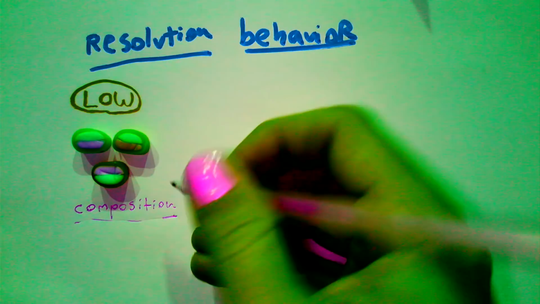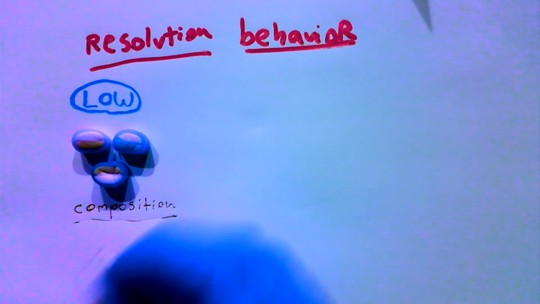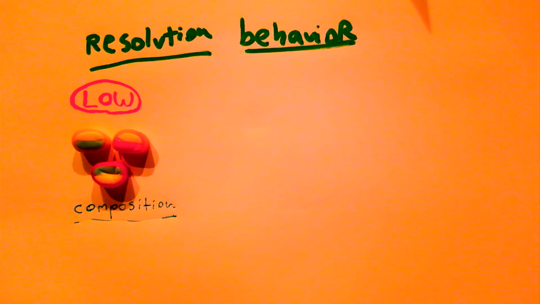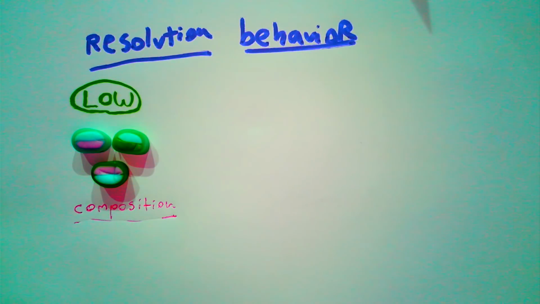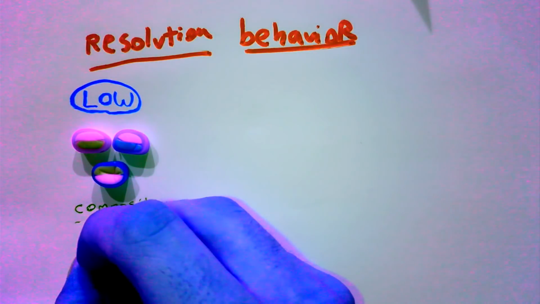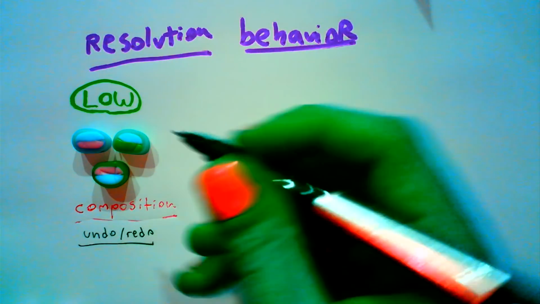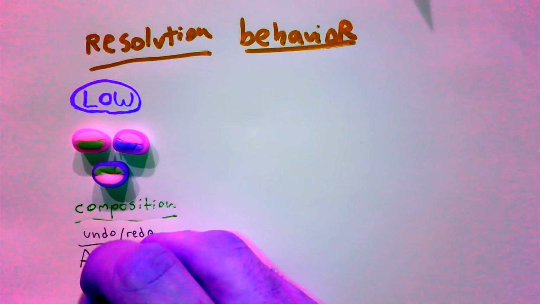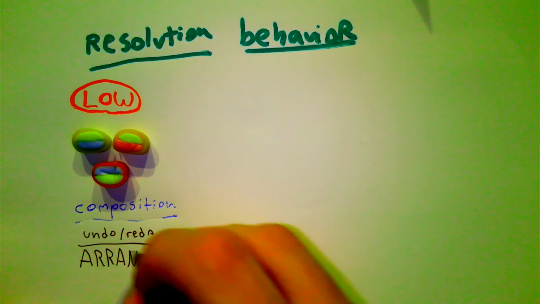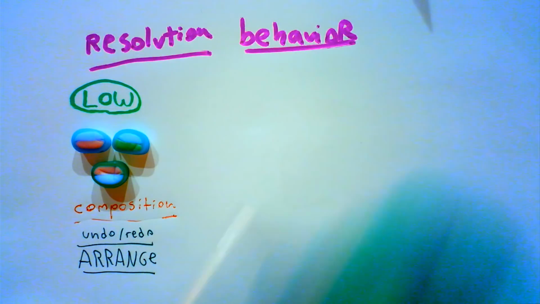And then you get this other cool idea about the undoing and redoing of things. So let's show a bit of that. So you can undo and redo stuff. But basically what you're doing at low resolution is you're arranging things. So this is the level of resolution where your primary behavior is one of arrangement.